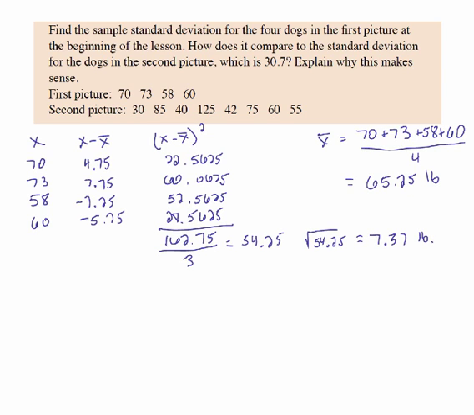Now, the standard deviation was computed for the dogs in the second picture to be 30.7 pounds. The reason that makes so much more sense is because all the dogs in the first picture are of similar size and similar weight, so you wouldn't expect the variation among them to be that big, and it's not. But in the second picture, there's some really big dogs, some very small dogs. You can see just by looking at the weights, there's a lot more variation. And so any measure that measures how much variation there is certainly should give us a bigger number for the second picture. And so the fact that it's 30.7 pounds compared to 7.37 pounds absolutely makes sense.